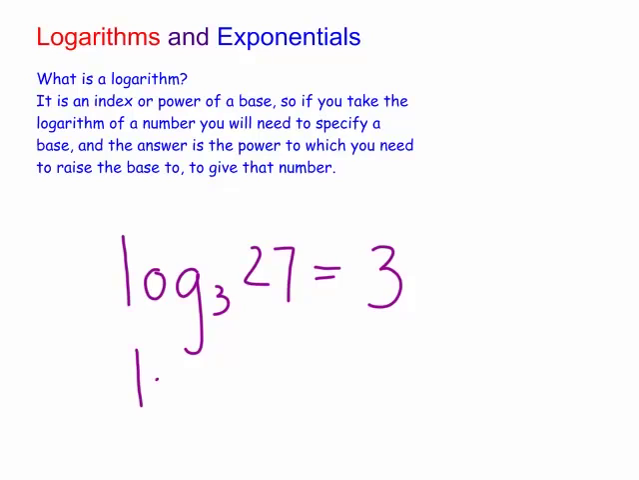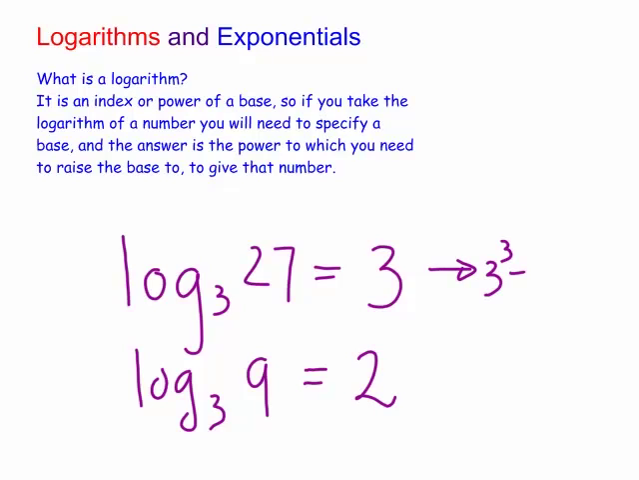How about the logarithm of 9 to the base 3? Hopefully you might be able to see that that is actually 2. So you can rewrite these. You could write this as 3 cubed equals 27. You could rewrite this one as 3 squared is equal to 9. So you can see here the answers to the logarithms of numbers are in fact indexes, or if you like, powers of the base to which you take the logarithm.